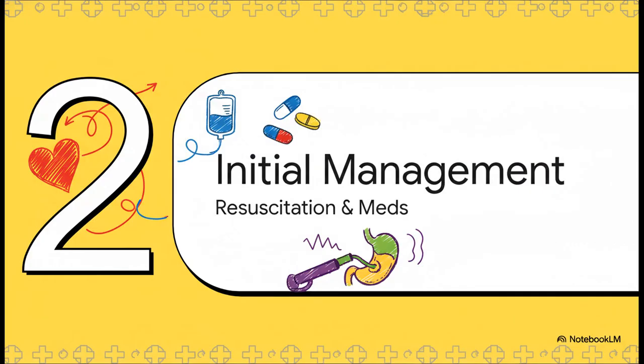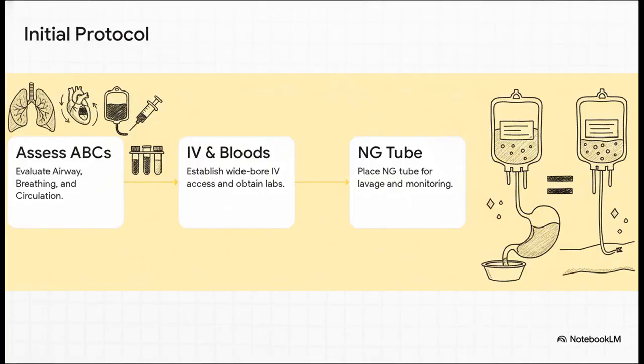Next up, Section 2, Initial Resuscitation and Pharmacotherapy. So, once you've stratified the risk, we move straight into the critical initial phase of resuscitation and pre-endoscopic medical therapy. The initial protocol here is very clear. First, you're assessing and stabilizing the ABCs: airway, breathing, circulation. At the same time, you need to establish wide-bore IV access.